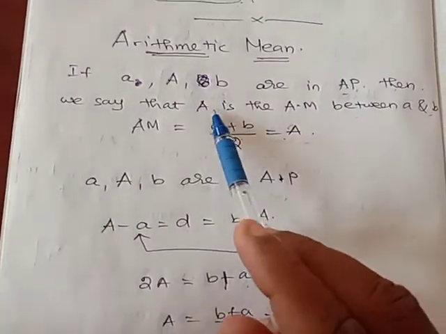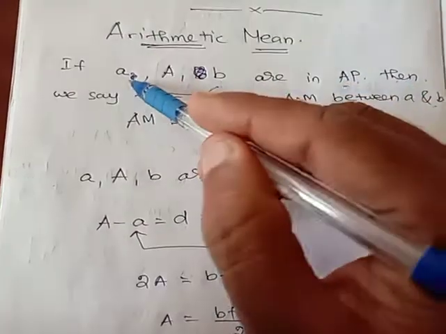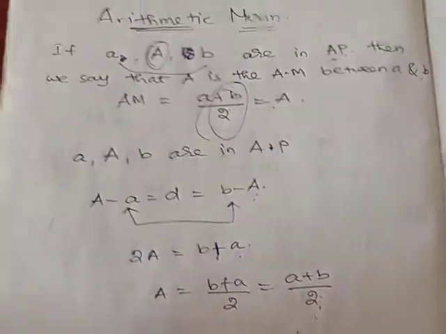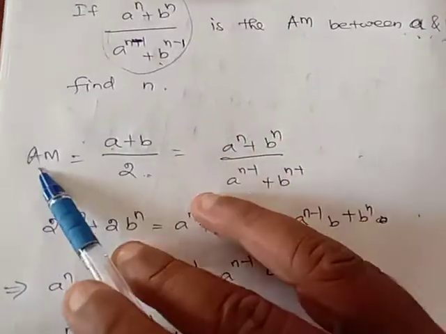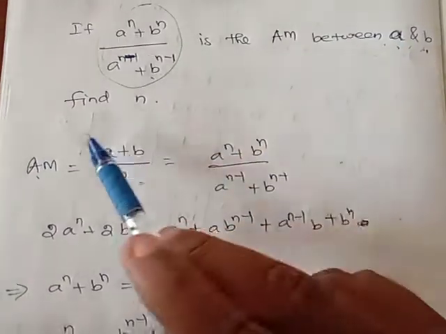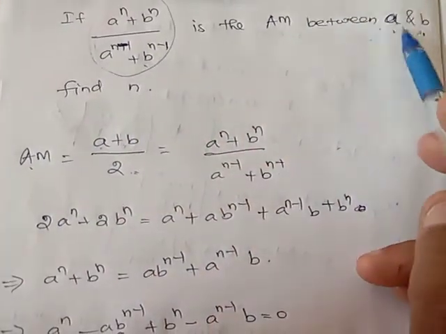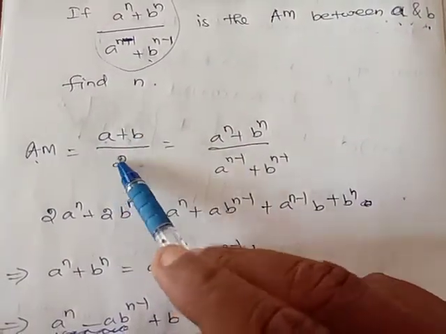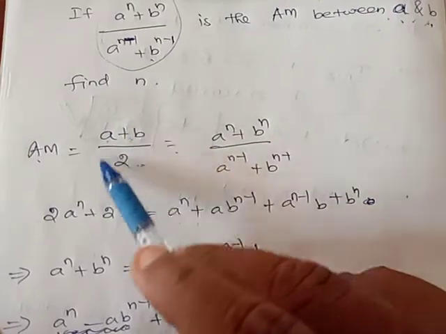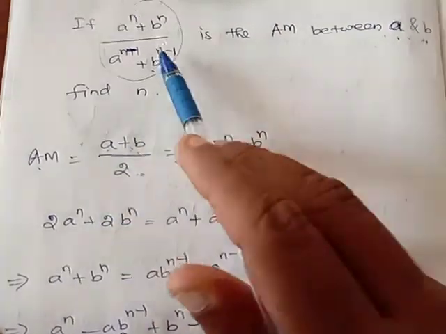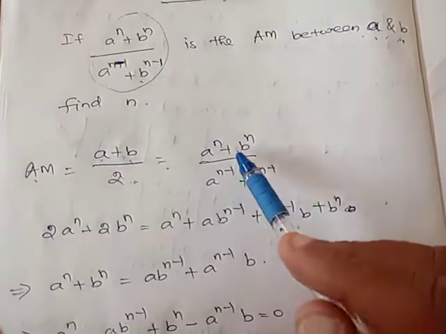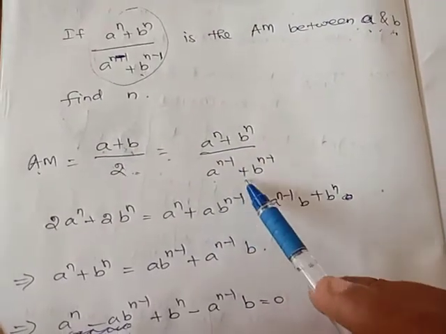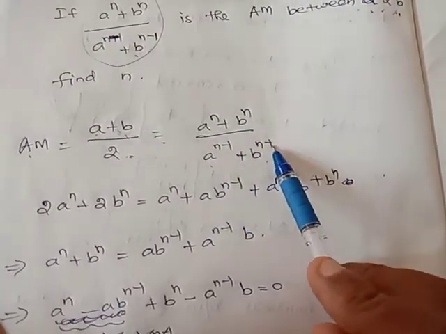If we have to insert only one arithmetic mean between two numbers, we can use this formula. Only one arithmetic mean is inserted between a and b, hence we are using (a + b)/2. This is the only arithmetic mean, and this arithmetic mean is given as a^n + b^n divided by a^(n-1) + b^(n-1).